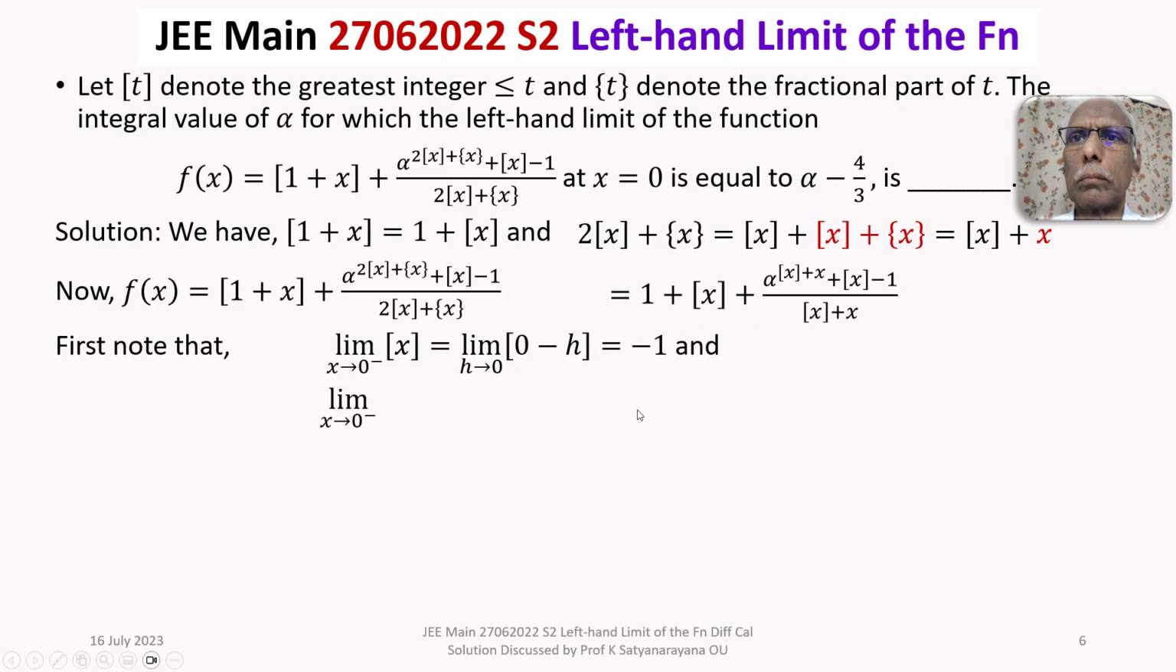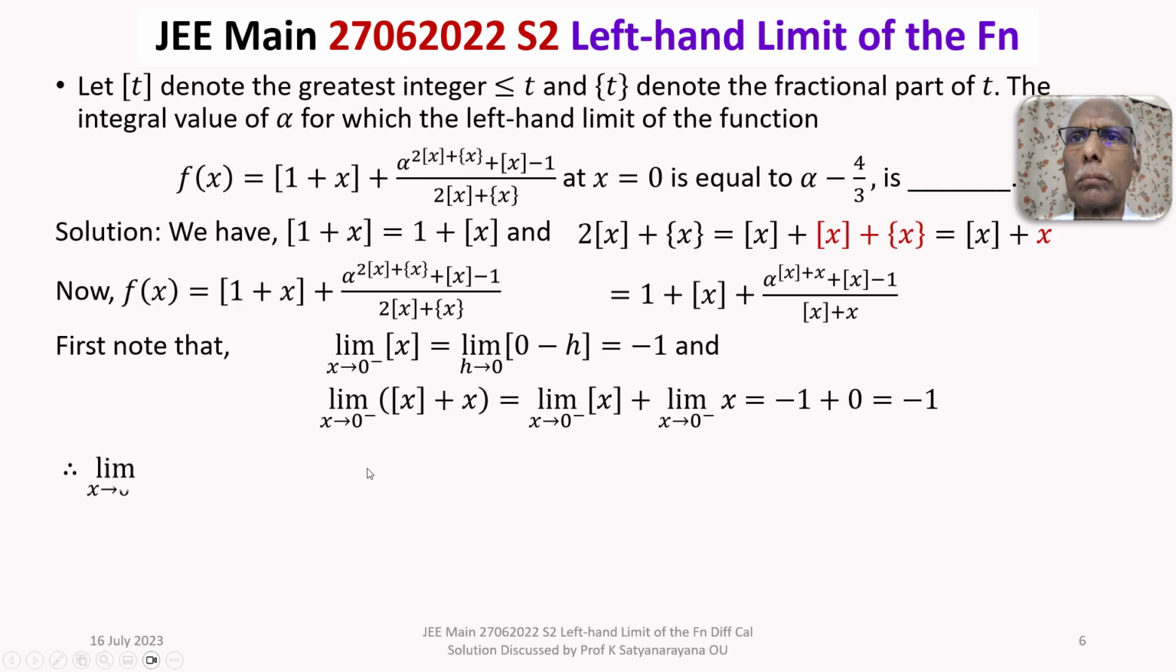And the limit as x tends to 0 minus of bracket x plus x is equal to, the limit of the sum is equal to the sum of their limits, we have written. The limit as x tends to 0 minus of bracket x we have already seen above, minus 1. And the limit as x tends to 0 minus of x is 0. Why? Because it is the same as the limit as x tends to 0 of x, because x is a continuous function. So it will be 0. And minus 1 plus 0 is minus 1. Agreed. Now we are ready to compute.